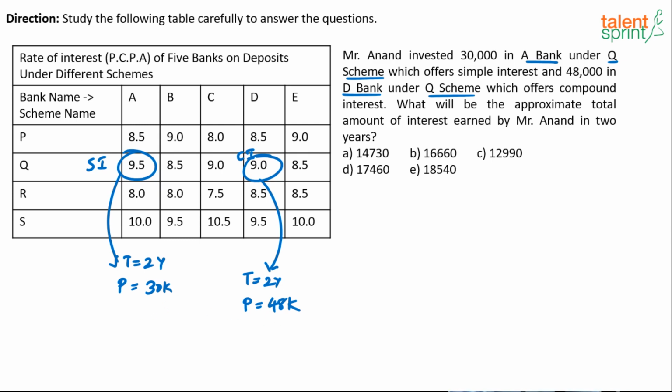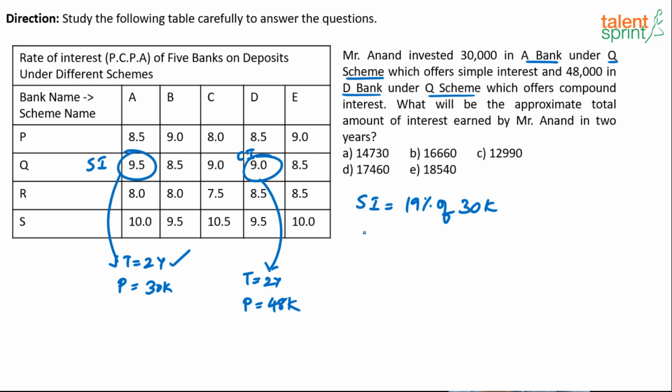How do you do it? Do not use the formula PTR by 100 or P into 1 plus R by 100 whole to the power of T minus 1 and all that. That is not required, right? Instead, go by the knowledge of percentages. If you earn 9.5% per annum, how much will you get in 2 years? See, 9.5% per year. So in 2 years, we'll make 19%. So the simple interest is going to be 19% of what? This 30,000. Keep it as it is.